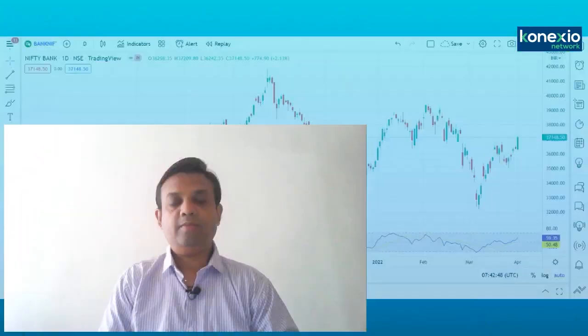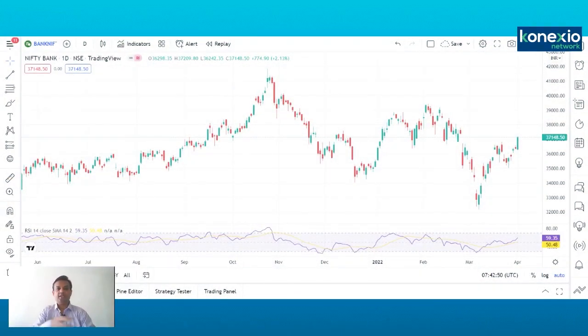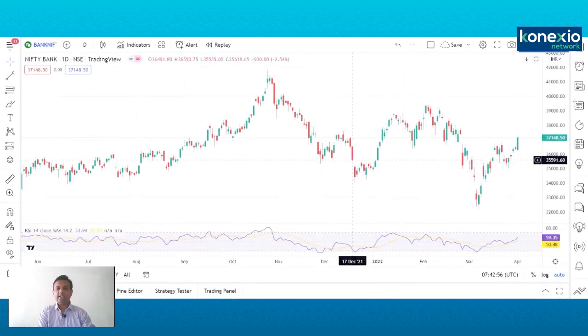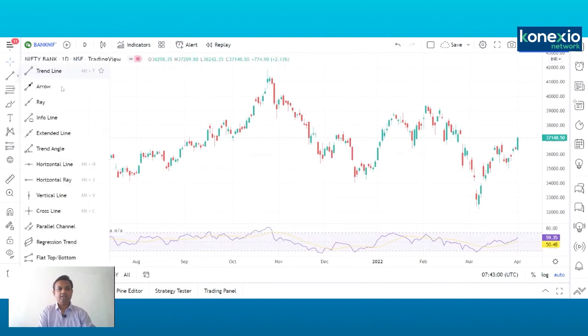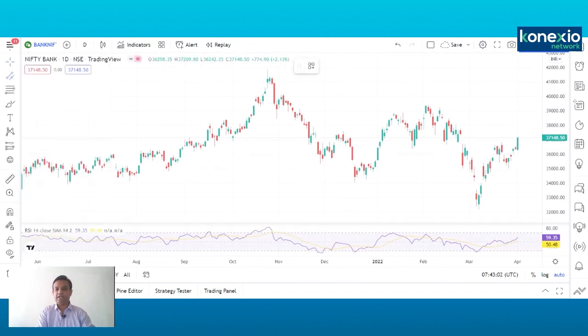Now let us discuss the Bank Nifty. On Bank Nifty daily charts, we have been mentioning an upward rising channel. So let me explain on the daily charts. We have been advocating this particular trend in the last couple of weeks, that Bank Nifty has been moving in an upward rising parallel channel. Now let me draw that parallel channel on the Bank Nifty daily charts.